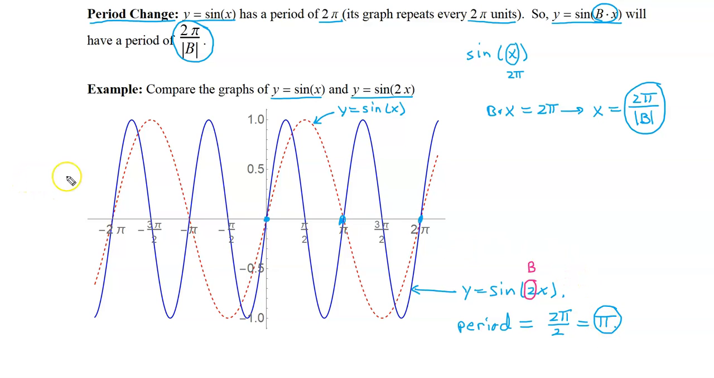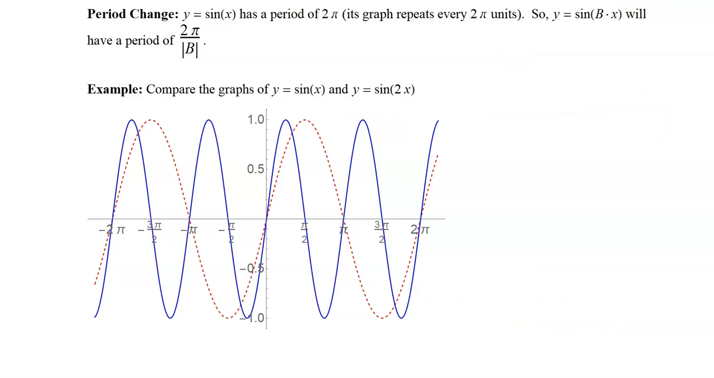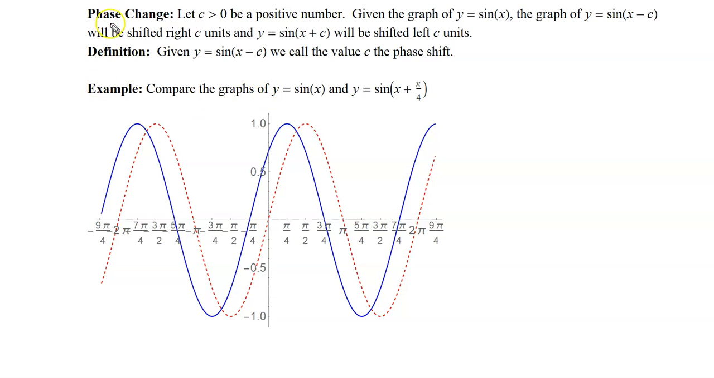Now next, let's take a look at the concept of a phase shift. So here's our definition for a phase shift. If we let c be a positive number, if we're given the graph of y equals sine x, you notice that the graph of y equals sine of x minus c will be shifted right c units, and y equals the sine of x plus c will be shifted to the left c units. That's a concept that we ran into before.